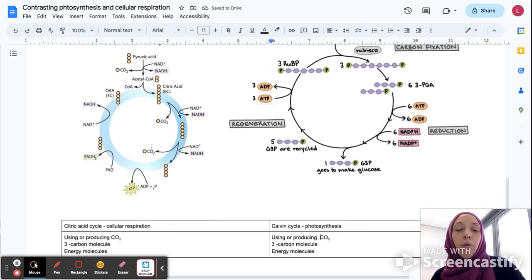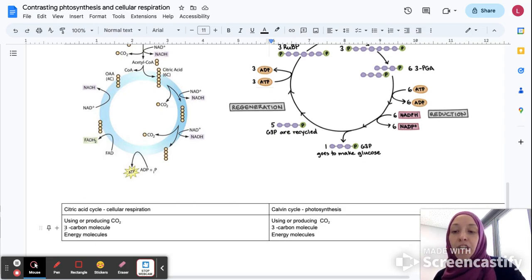Now our three carbon molecule, which one is using a three carbon molecule? Which one is using pyruvate, a three carbon molecule? And which one is producing half a glucose or a three carbon molecule? So you want to think, is it using or producing a three carbon molecule?